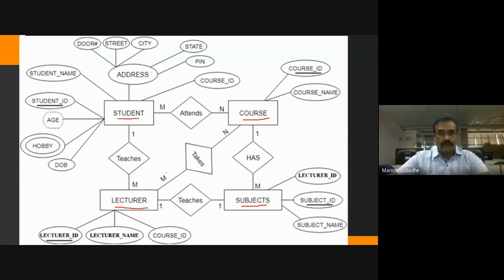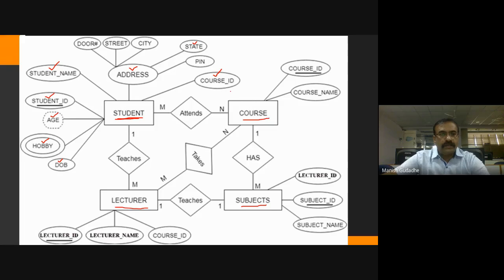So now we will see the details one by one. A student has properties. He has student ID, student name, age, hobby, date of birth, his address, and the course which he is taking. So a student is having all these attributes. Now you can observe the difference.